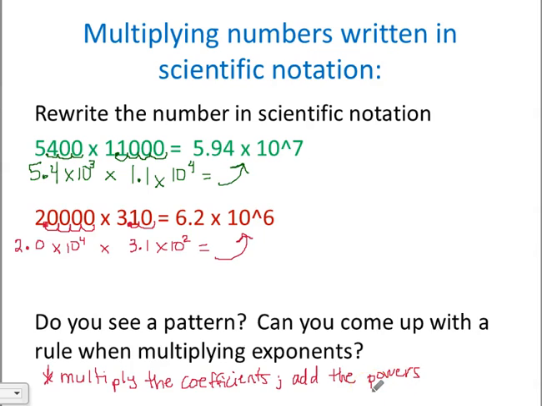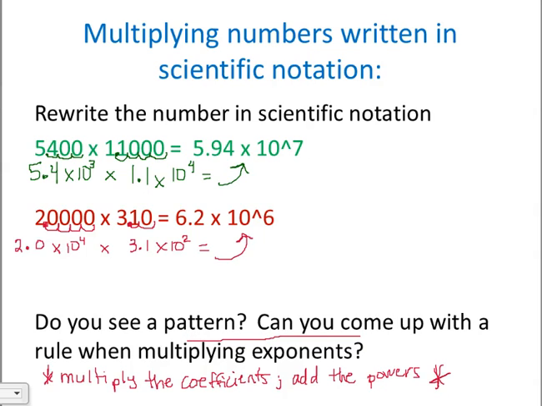So here we don't have to worry about making the coefficients the same, which is nice. Kind of like when we add fractions, we have to have a common denominator, but when we multiply fractions, we don't have to worry about that. Same is true with multiplying numbers in scientific notation. The powers don't need to be the same. We just multiply the coefficients and add the powers. That's the rule. So make sure you write that rule down for what you do when you multiply numbers in scientific notation.